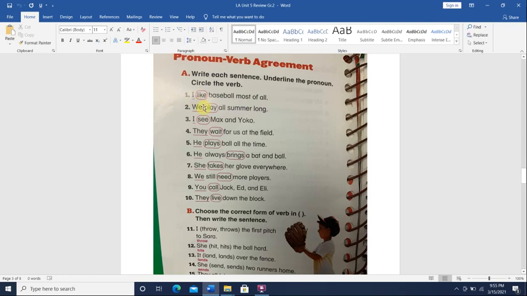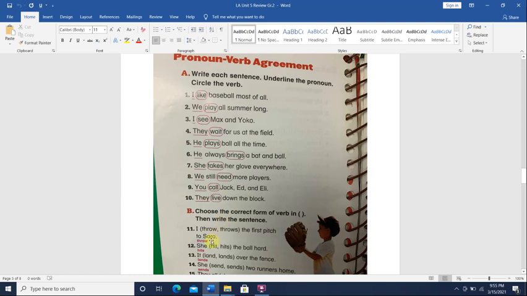So, I like. It says underline the pronoun and circle the verb. So I is the pronoun, underline, and we will circle the verb like. We, underline the pronoun and circle the verb play. It's very easy. They is the pronoun, underline, and circle the verb wait. He is the pronoun, circle the verb plays. See, he, we take the verb that has S after it. He brings. He, again, the verb has S at the end. She, the verb has S at the end. Underline she, and circle the verb. We, and circle the verb need. You, circle the verb call. They, and circle the verb live.